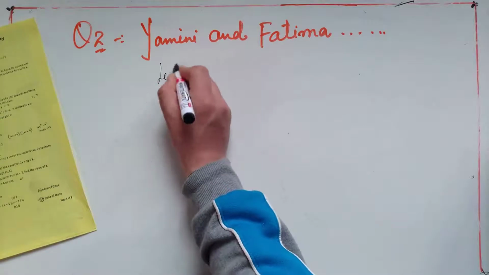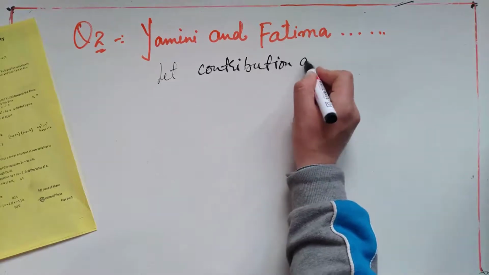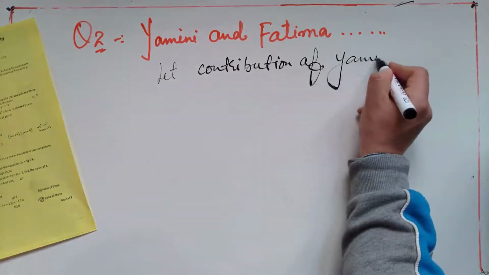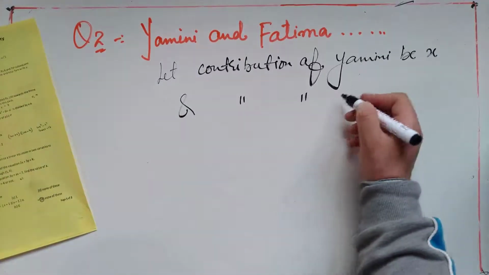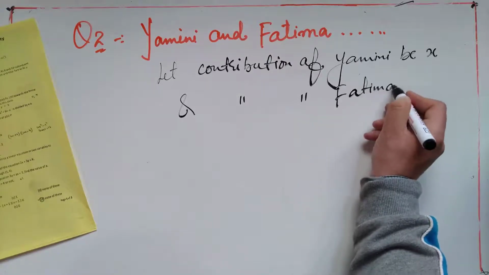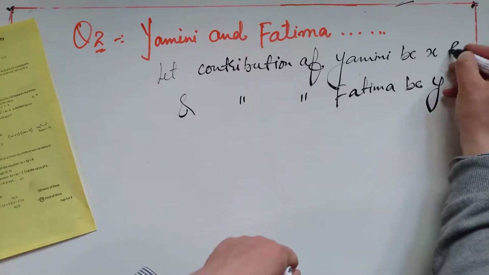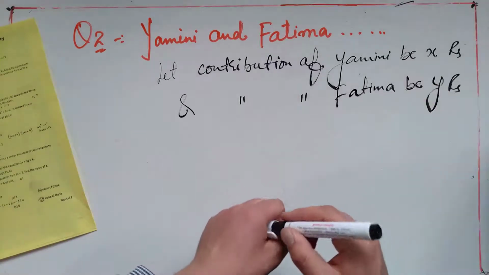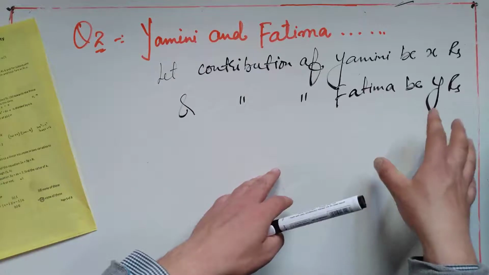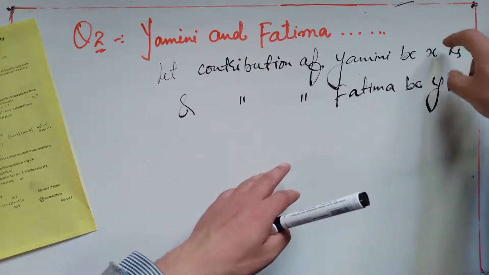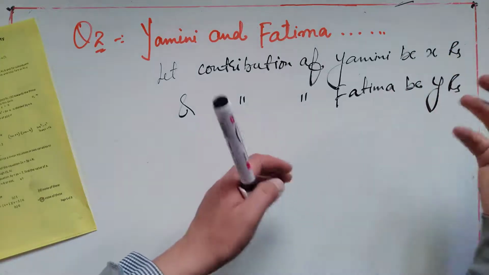I will say let contribution of Yamini be x and contribution of Fatima be y. So the amount of rupees, you can write down as x rupees and y rupees. So Yamini paid x rupees towards the fund, and Fatima paid rupees y. So I can say that when their contributions are added, it gives us rupees 100. That is, when x and y are added, it gives us rupees 100.